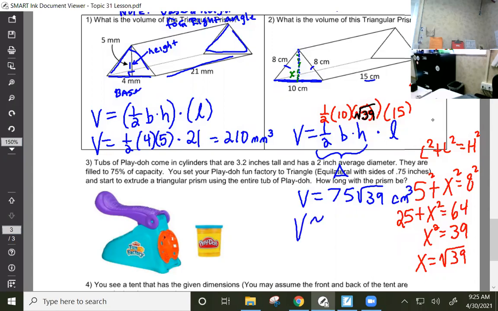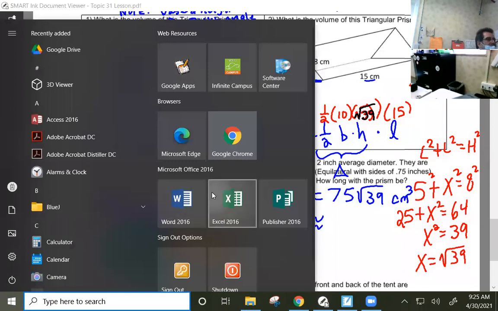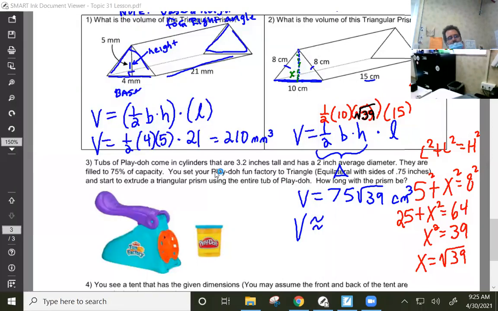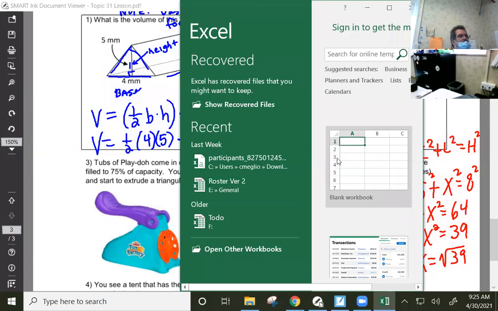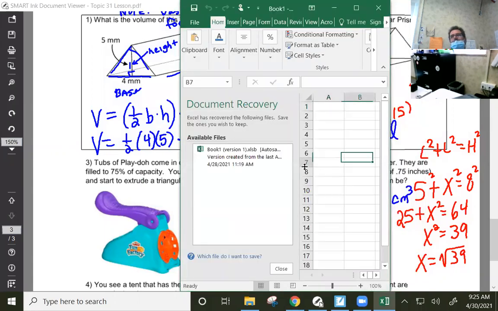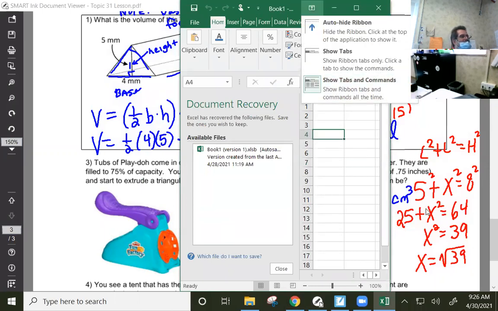And then if I want an approximation, I can throw 75 times the square root of 39 into a number blender. Let me get my number blender. I should have had that open to begin with. I use a spreadsheet. I'm gonna use my computer as a number blender. You can use your phone. You can use a regular calculator. You can use an abacus. No, you can't use an abacus. Slide rule. No, you guys don't know what a slide rule is, right? All right. So people are looking at me like, what? He's lost his mind.